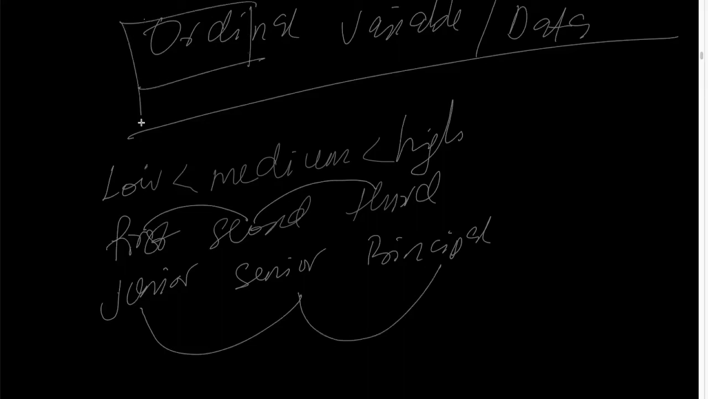You can order this information. But with categorical data, you can't actually order them. You can only tell me it's a female, it's a male, is this, is that.